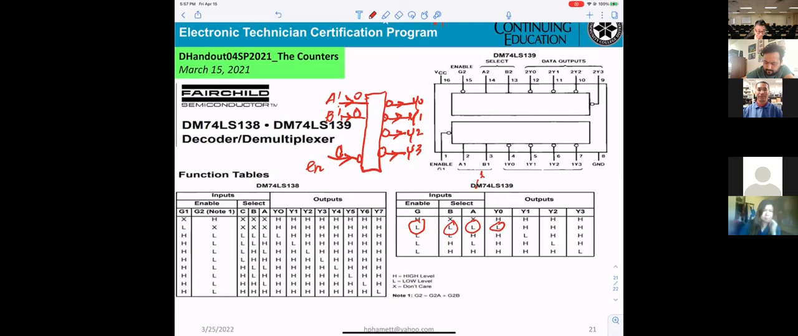Okay, so for the decoder, depending on the selection on inputs A and B, and the enable must be 0, only one output of the decoder is low. If you change A and B, the next output will be low and the others will be high, and so on. You can see that? That is how the decoder works.